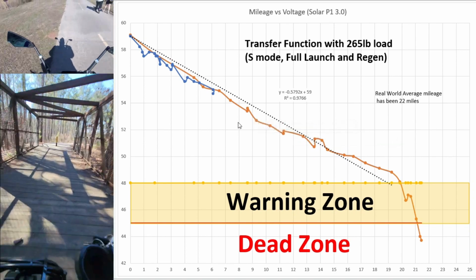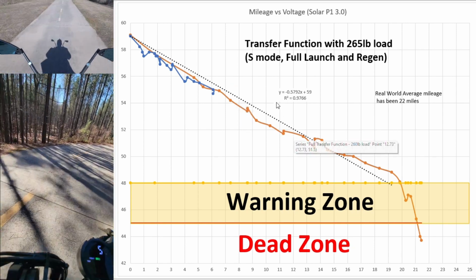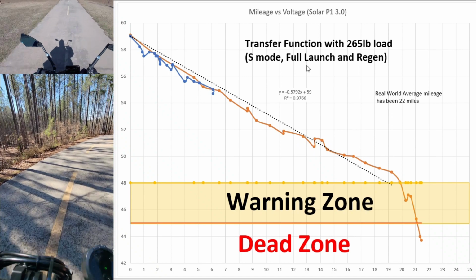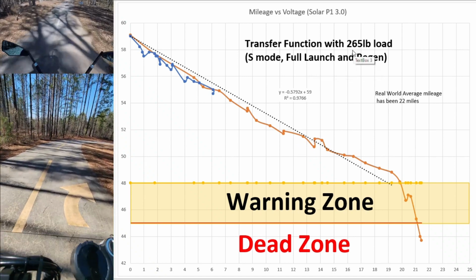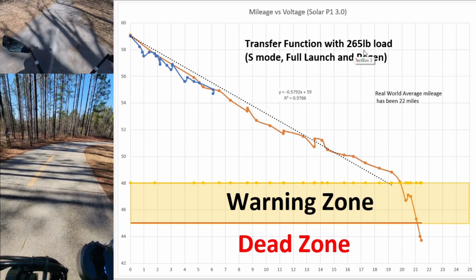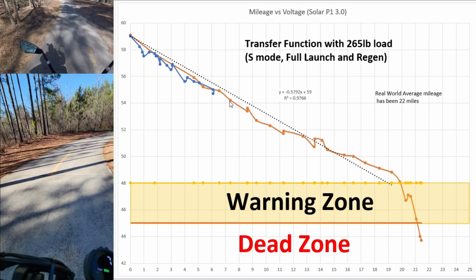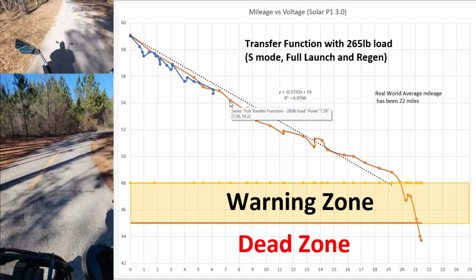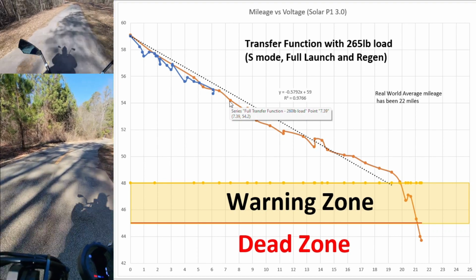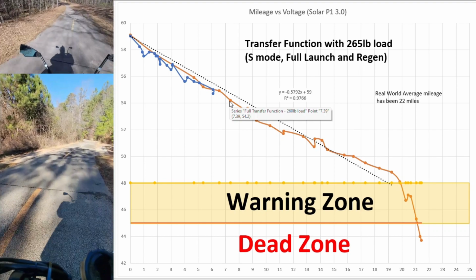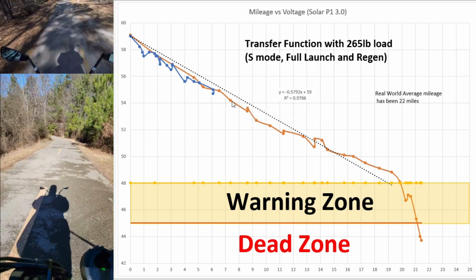Okay, so I took these orange data points here. I took it all in S mode, full launch mode, full regen, and me and my gear is about 265 pounds. So that's my load condition. Now, when I take each data point, I stop the scooter and give it a second, and then write down the voltage and my mileage. So that's under no load conditions.